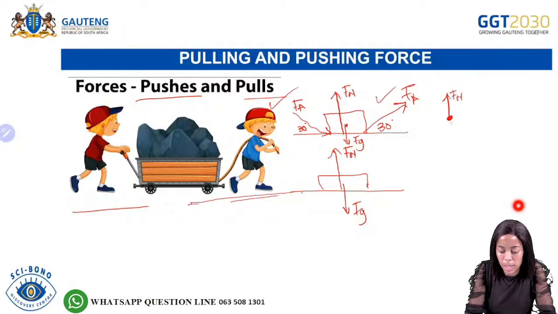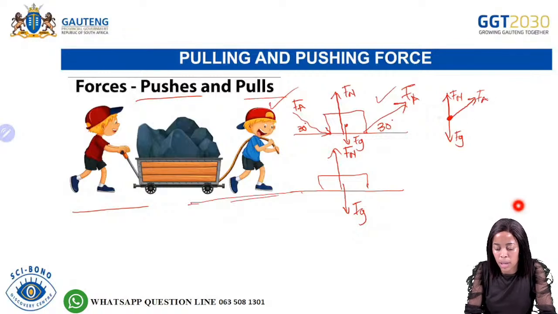I'm going to have my normal force, and then below I'm going to have my gravitational force, and then the arrow at an angle would represent my applied force. But with the applied force at an angle, we are going to have components.